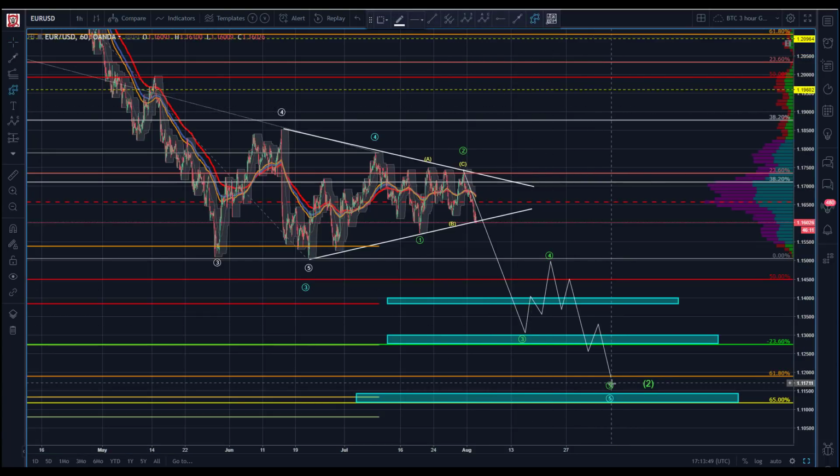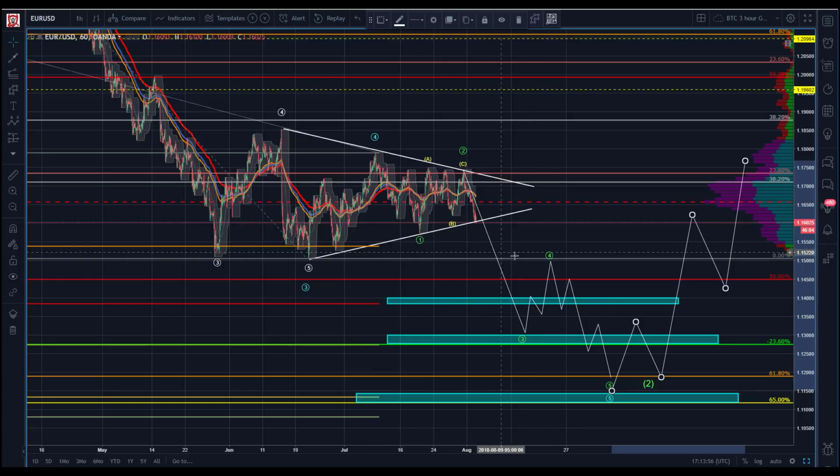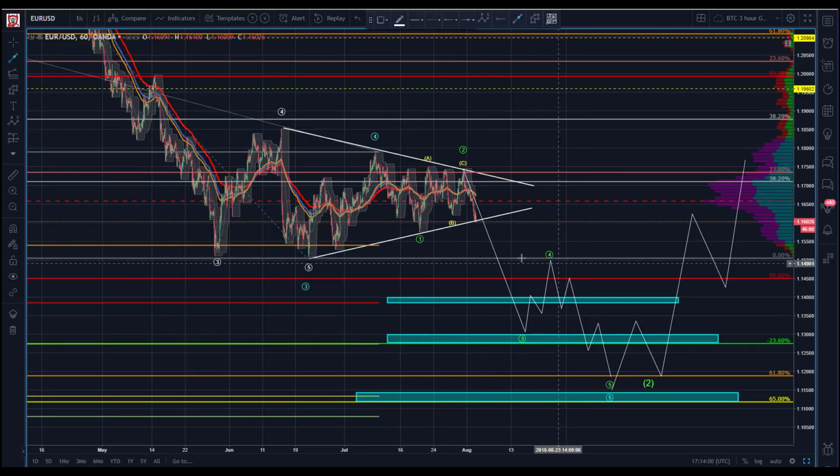So then from there, looking for something like this. Right, you get the idea. So can we come out of there with a motive wave? So that's the trade that I see setting up, if you're patient and you can wait for it.